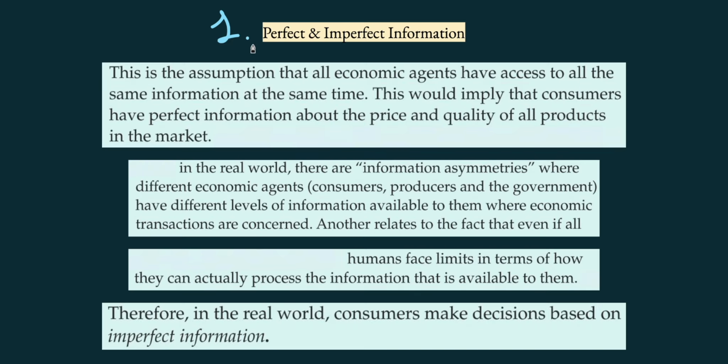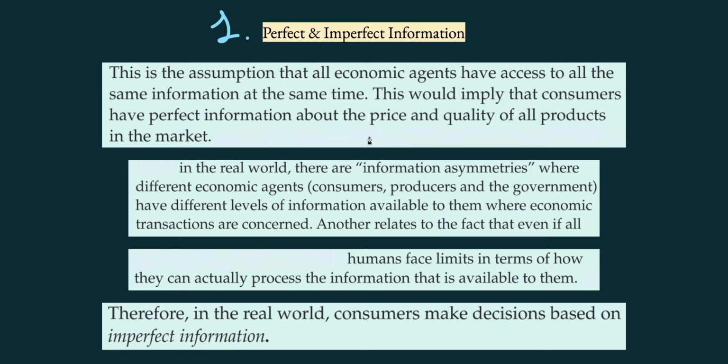So starting from the beginning again, the first point of the rational consumer model is going to be perfect versus imperfect information. In economic demand, this is the assumption that all economic agents have access to all the same information at the same time. This would imply that consumers have perfect information about the price and quality of all products in the market. Already right away, we've already disproven this.